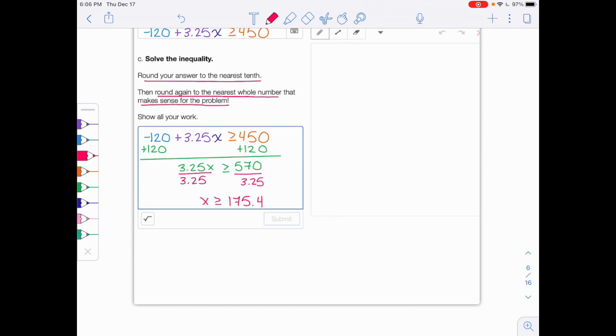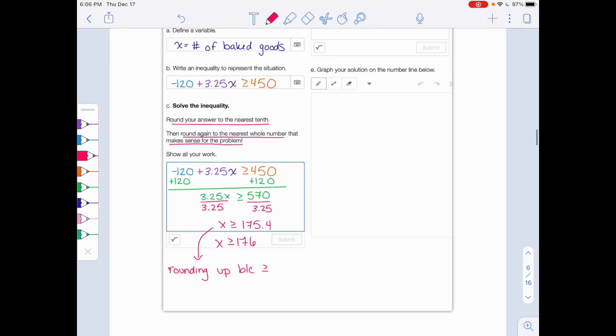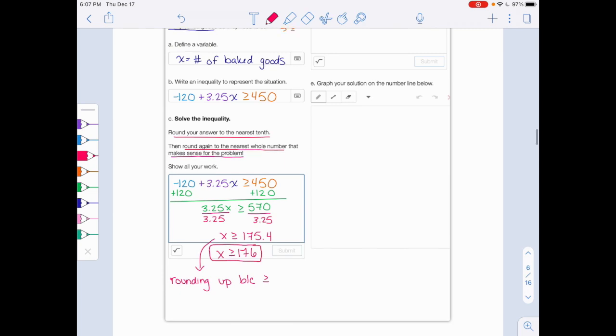It says x should be greater than or equal to 175.4. So I'm going to round up to 176. Right, so we're rounding up here because of the greater than or equal to. If it was less than or equal to, we'd round down, but we're rounding up because it says greater than or equal to. So x is greater than or equal to 176 is really my true answer here.